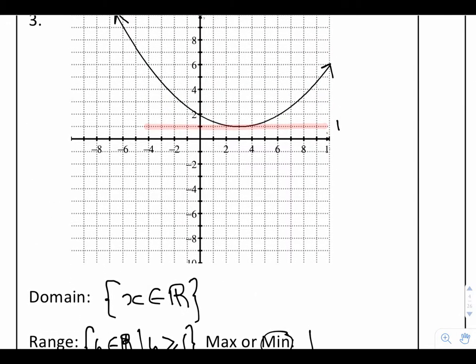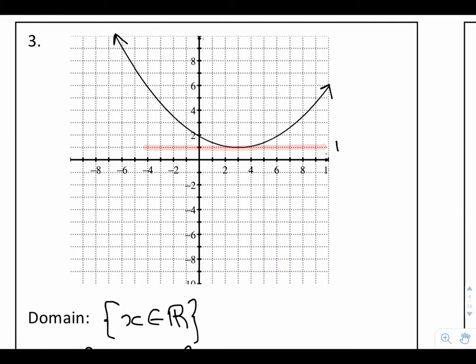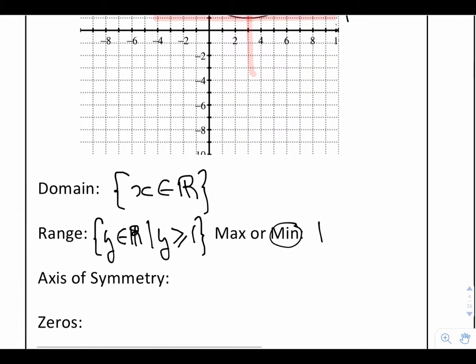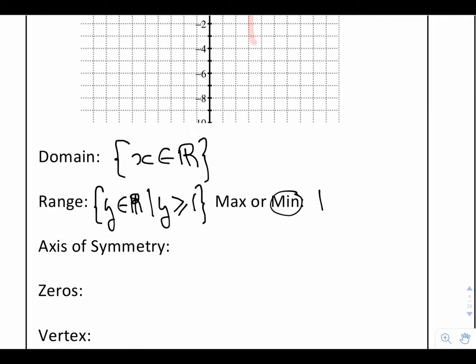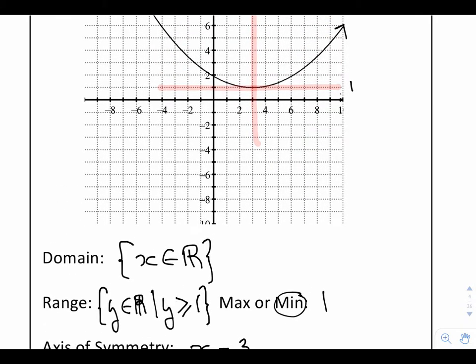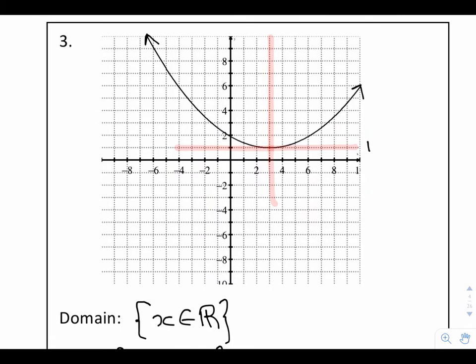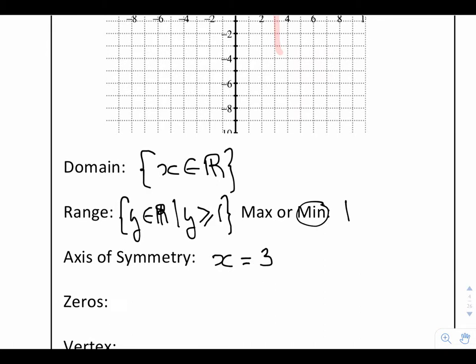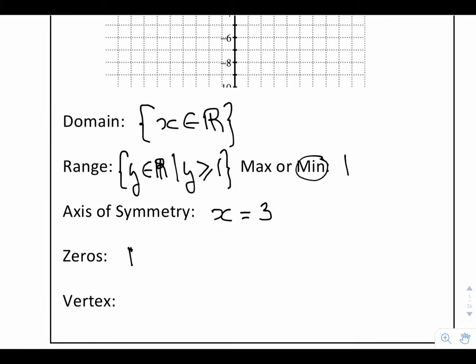My axis of symmetry, again looking closely, looks like it goes through 3. So 3 is my axis of symmetry, so I'm going to write x equals 3. My zeros, well, do I have any? Indeed, no, I don't. If you look at the graph, at no point does it intersect the x-axis. So the zeros are actually none. And finally, my vertex, I'll just read it off my axis of symmetry and my minimum: (3, 1).